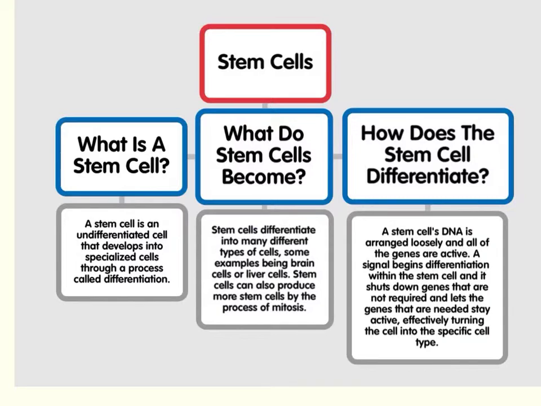How does the stem cell differentiate? A stem cell's DNA is arranged loosely and all of the genes are active. When a signal begins differentiation within the stem cell, it shuts down genes that are not required for the specific cell type being formed and lets the genes that are needed stay active, therefore effectively turning the cell into a specific type.